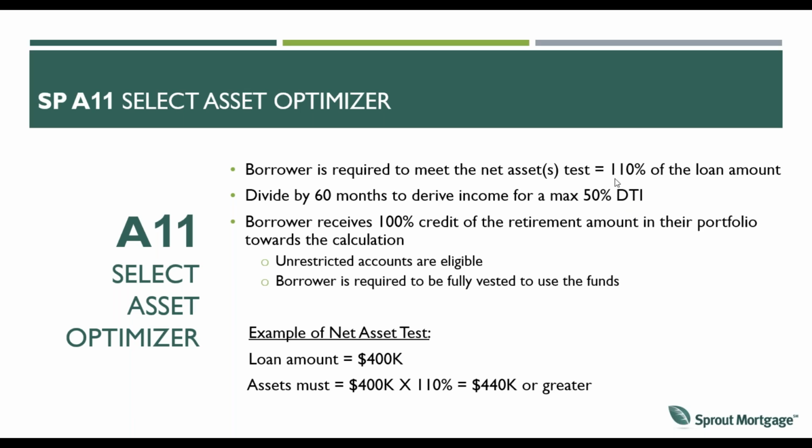This is the key to why this makes it available to more borrowers. We're not looking for $1.5 million. Let's look at an example real quick. You're looking for a $400,000 loan amount. The 110%, we're going to look for 440 or greater in that account. So you're not looking for a large one. Once again, we only divide it by 60. When you divide that by 60, your qualifying income is a lot larger than normal when you're using any other asset product in our market.